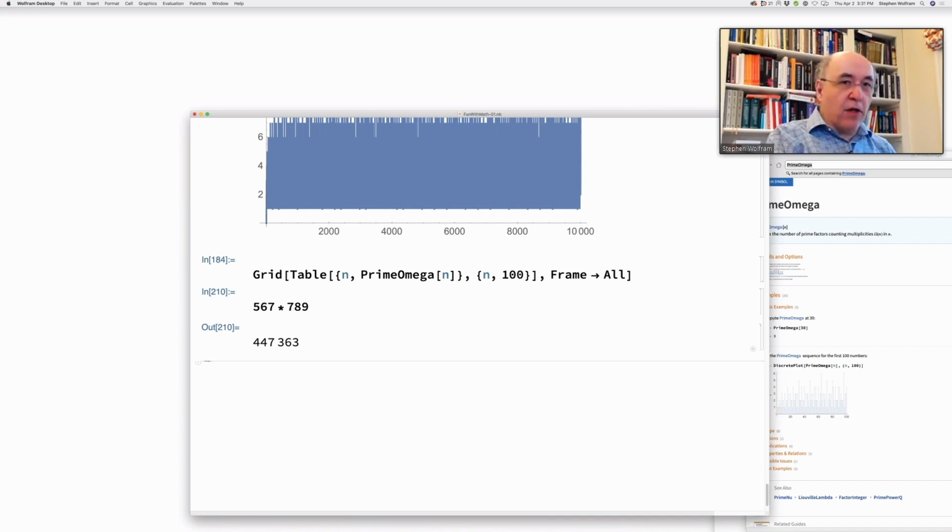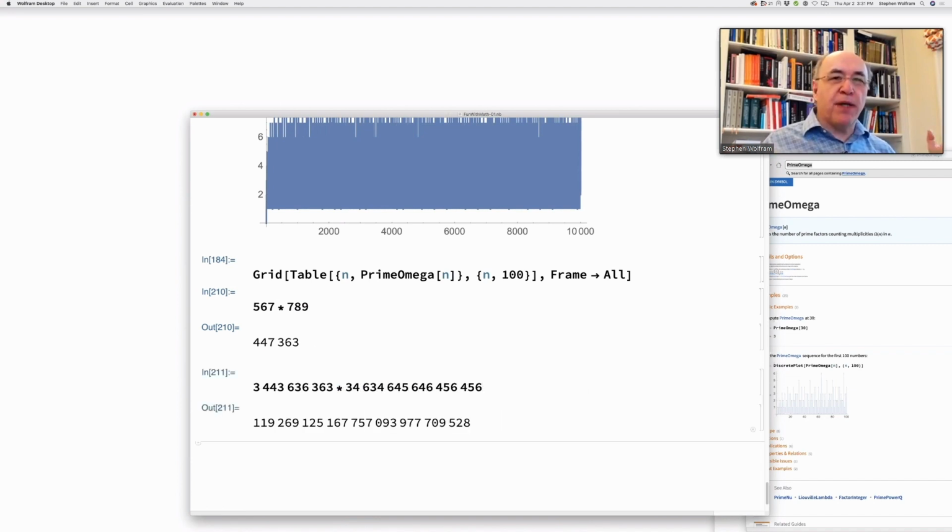There's an interesting fact that if we take two numbers and multiply them together, it's pretty easy for a person, a computer, whatever, to multiply those numbers. But it turns out it's much harder to figure out what the factors of a number are.